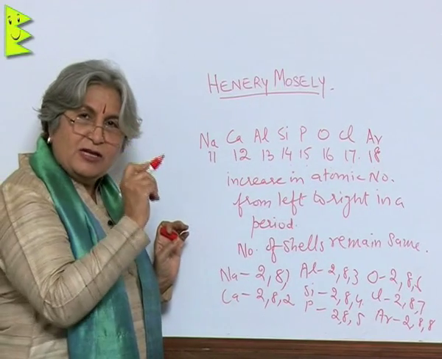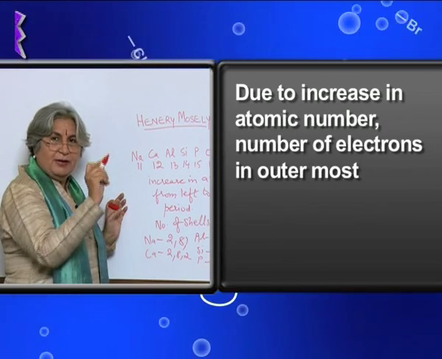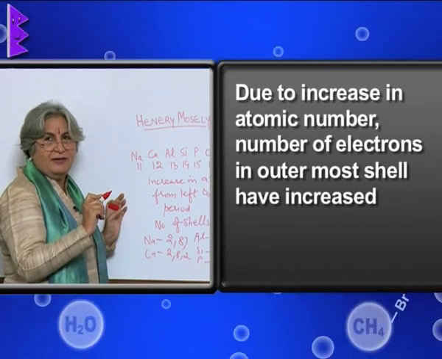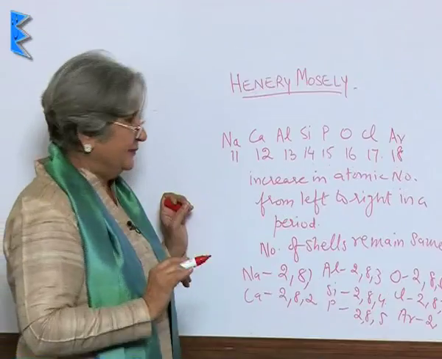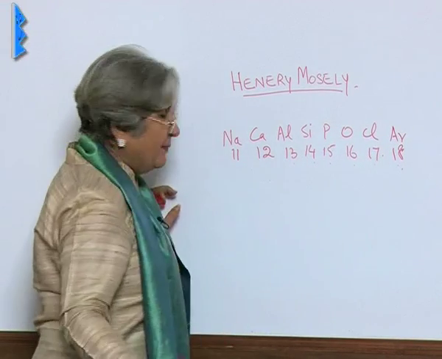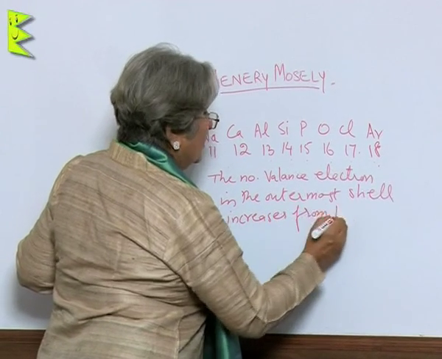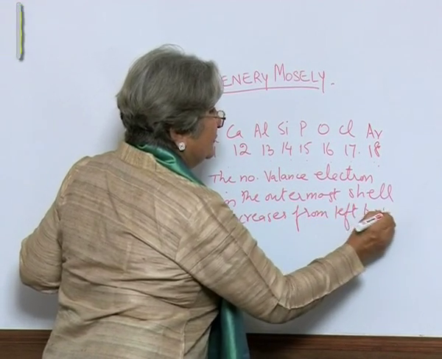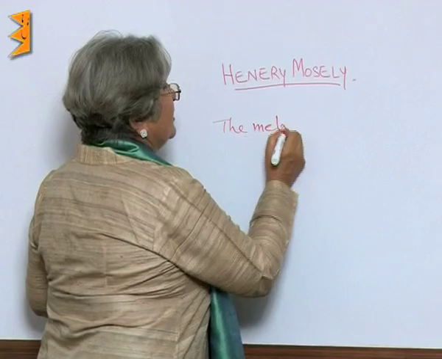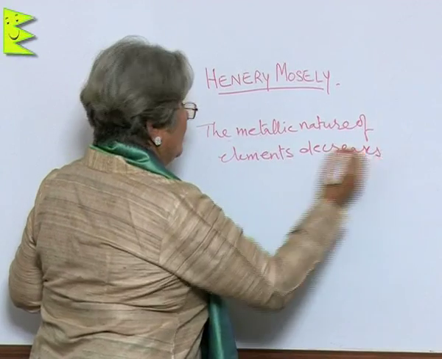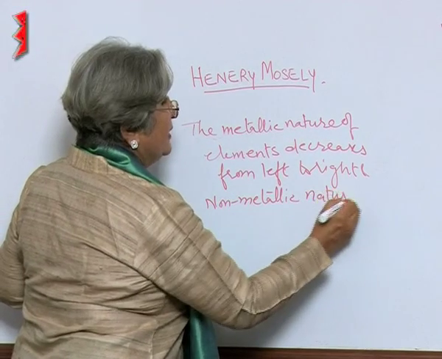So, the number of electrons in the outermost shell has increased. Due to the increase in atomic number, the number of electrons in the outermost shell has increased, but the number of shells remains the same, that is 3. So, the third point is that the number of electrons in the outermost shell increases from left to right. The metallic nature of elements decreases from left to right and non-metallic nature increases.